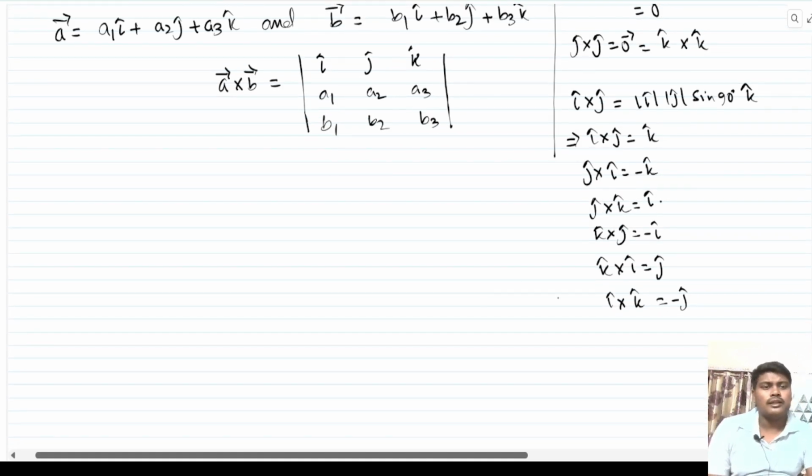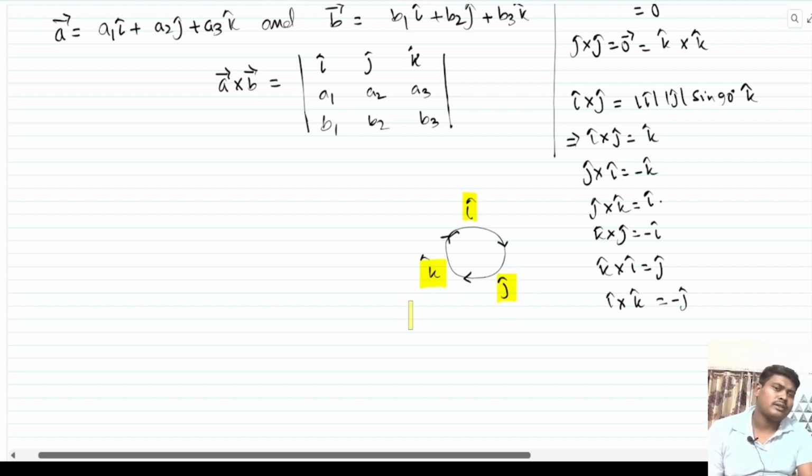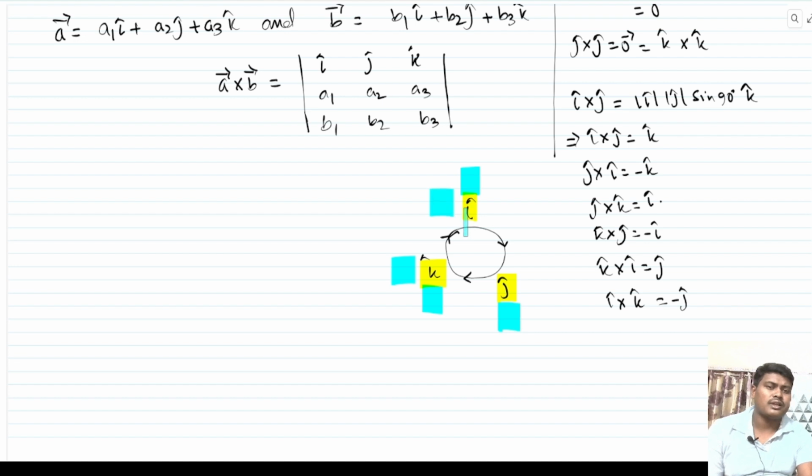So we can remember this formula in this way: we consider here i cap, here j cap, and here k cap, and we give the direction clockwise here. Therefore i cap cross j cap is equal to k cap. Similarly, j cap cross k cap is equal to i cap, and k cap cross i cap is equal to j cap.